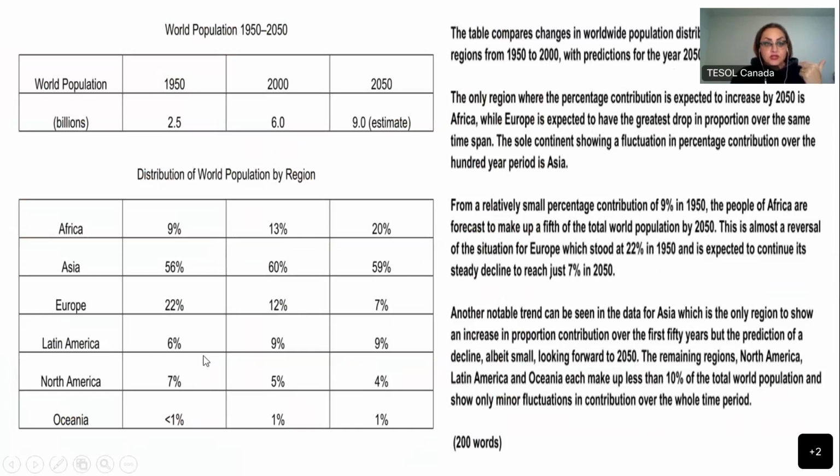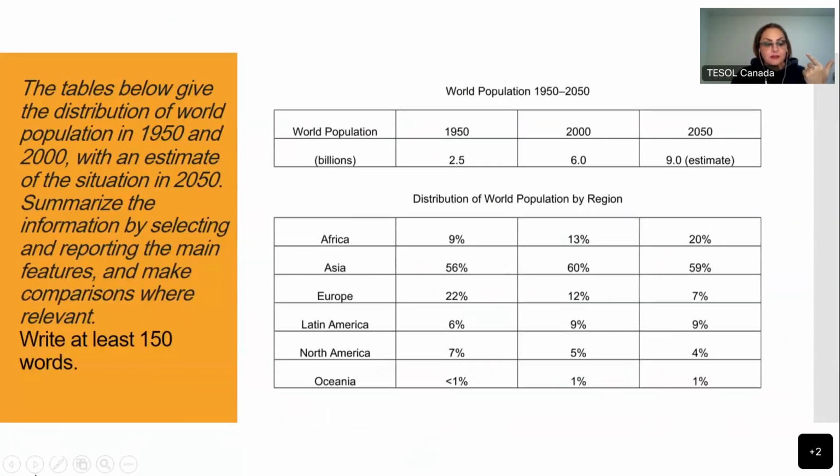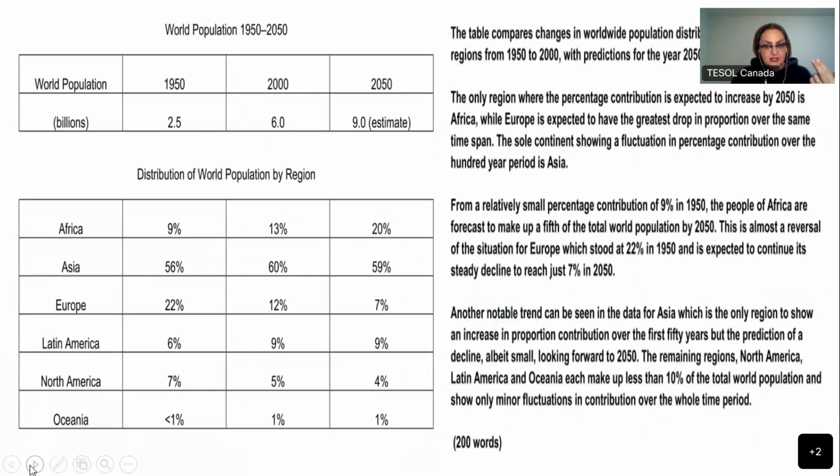Then you need to mention the main features, the highlights. You look at it and you see Africa. You see the percentage of Africa is very different from the others. Good. And also Asia is the highest percent. So you just find these two key highlighted data.